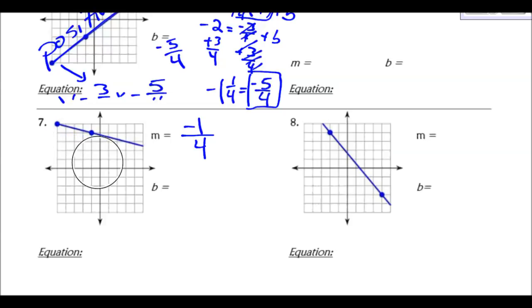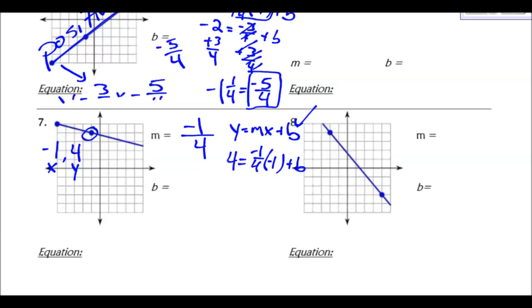The b here is going to be whatever we solve for there when we plug in the slope and one of those coordinates. Doesn't really matter which one. I'm going to use this one. That looks like that's at negative 1/4. So I have 4 as my y value. My x value is negative 1, and my slope is negative 1/4.